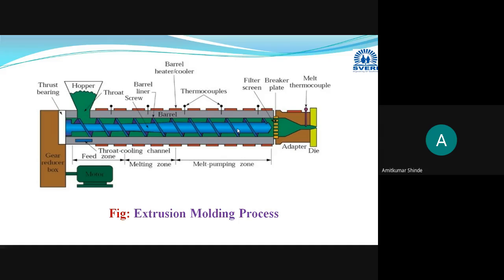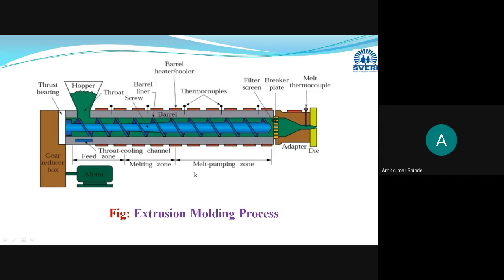Okay, some thermocouples are there. These thermocouples are, in short, the heating arrangement. Then a few more extra parts are there: the filter screen and breaker plate. The filter screen eliminates any kind of contamination present in the paste, and the breaker plate changes the direction of the paste to the longitudinal direction. This is the adapter where all the paste is collected before it is passed through the opening of the die.